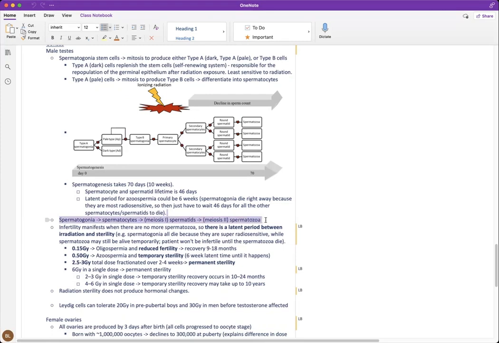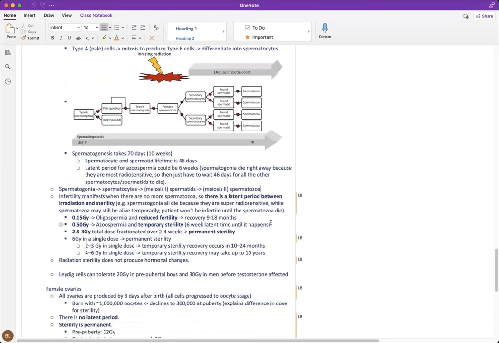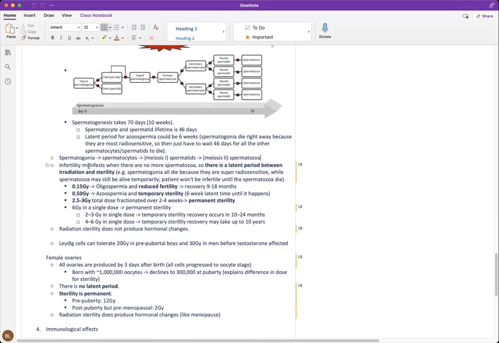This is kind of showing, so after we go from spermatogonia to type B cells into spermatocytes, then there's meiosis 1 to get spermatids, and then meiosis 2 to get spermatozoa. Infertility manifests when there are no more spermatozoa. So you can see there's a latent period between irradiation and sterility.